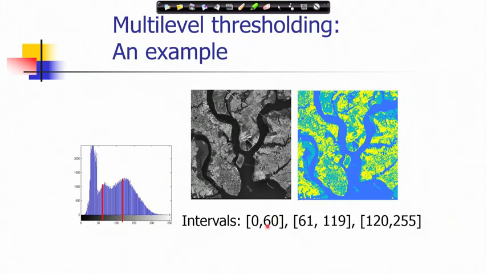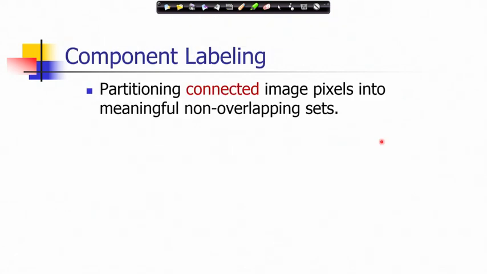You can note that 0 to 60 corresponds to the darker values, which is the water channel here. 61 to 119 is the middle values. Usually these are the points which correspond to this interval, and 120 to 255 are the brighter values, and they correspond to the yellow portions of the image. So, this is the blue zone, this is the green zone, and this is the yellow zone.